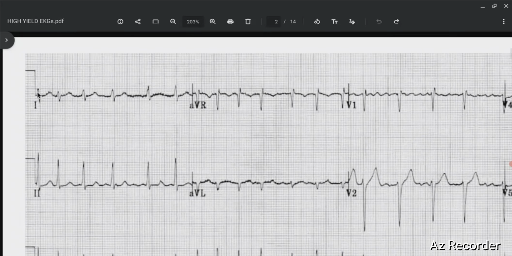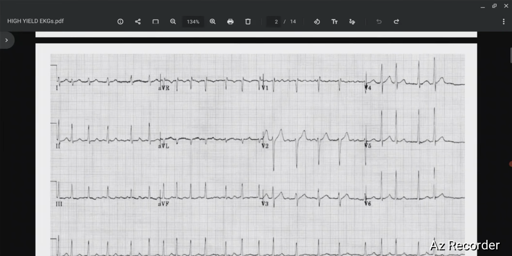If I see here, I have like 1.7 boxes between the first two QRS complexes. Then I have like two big boxes, then like 2.5, then 3, then 2.5. So the rhythm is highly irregular, right? And if you have an irregular rhythm, just go for the P wave.